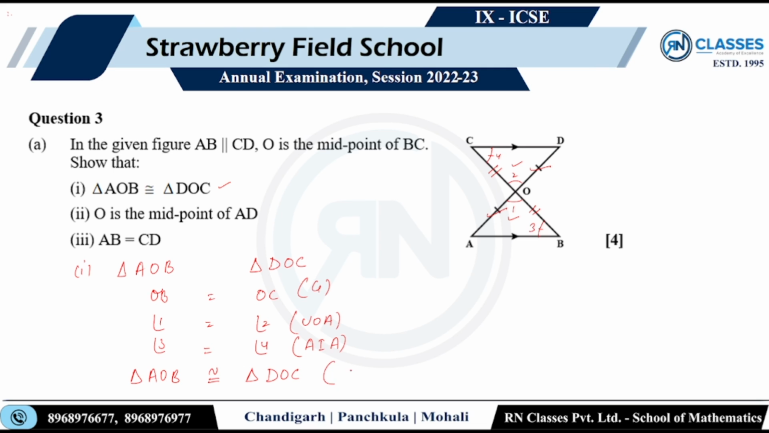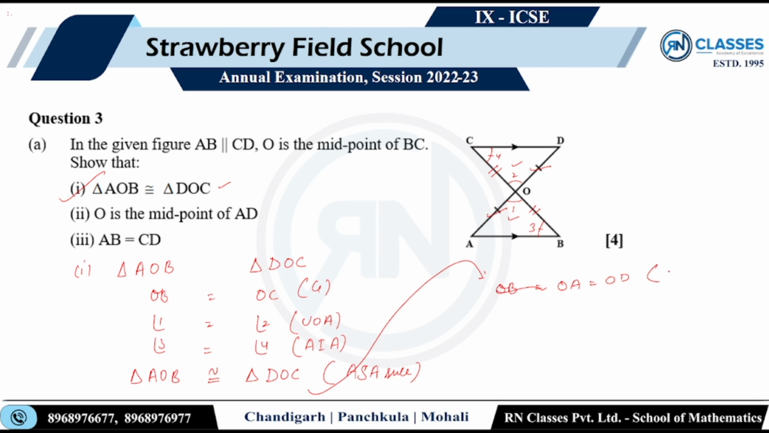ये दोनों triangles congruent हैं through ASA rule. First one done. O is the midpoint of AD. Okay, मैं यहां से simple ये लिख सकता हूं OB is equal to OC. वो तो दिया हुआ है, मेरे को लिखना है OA is equal to OD.